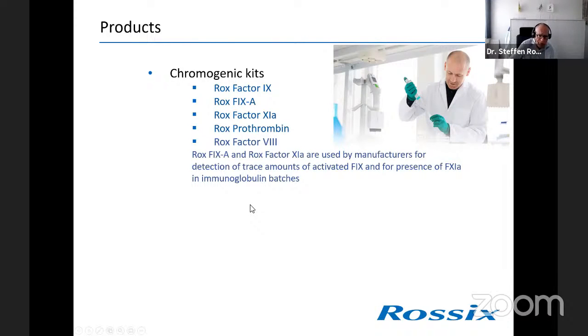And I should mention that the factor 9A kit and the 11A kits are used by manufacturers for detection of trace amounts of active factor 9 and for presence of 11A in immunoglobulin batches. And especially in the case of immunoglobulin investigations, the pharmacopoeia method, the NAPTT method, is simply not sensitive enough, which has caused tragic consequences in 2010.